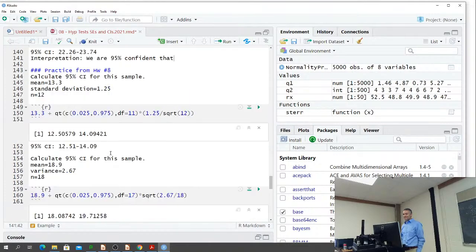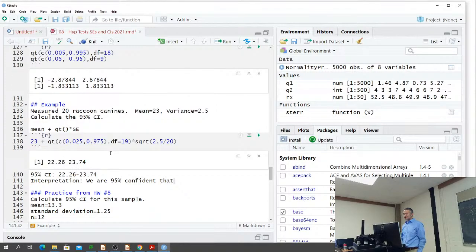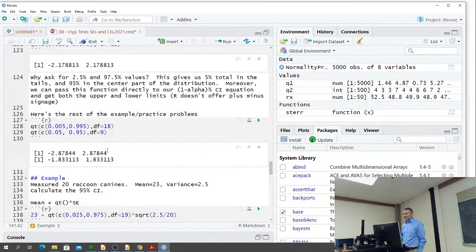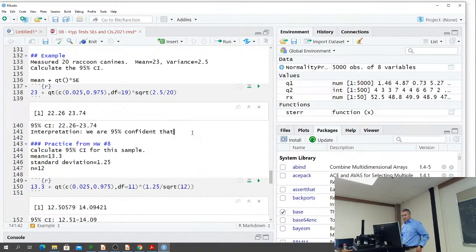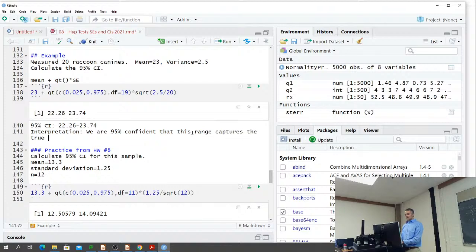So the confidence interval is not that 95% of our values lie in this range. It's that we're 95% confident that this range captures the true mean of canine length.